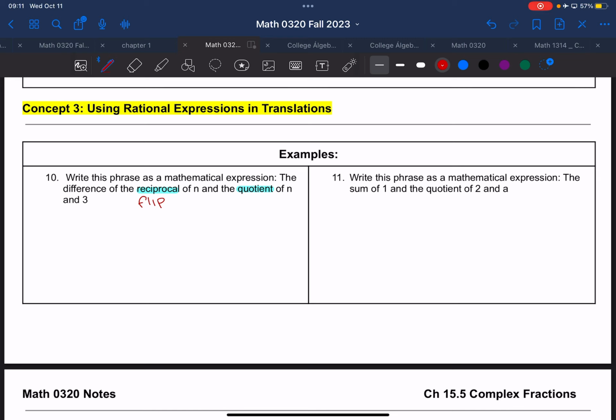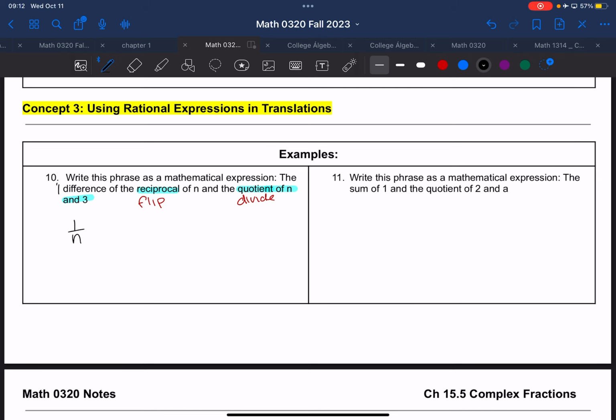Good, because look right here, it says the quotient of n and 3. So we wouldn't just have n in there, it would be n plus 3? Quotient means divide. So it would just be n over 3, n divided by 3, because it says n and 3. And quotient means divide. So in this one, we have the reciprocal of n, so 1 over n.